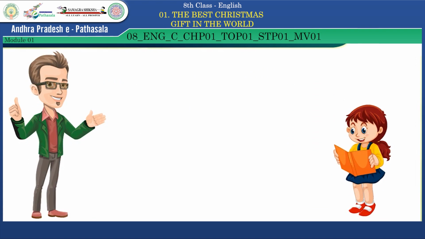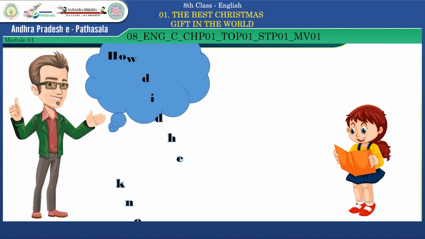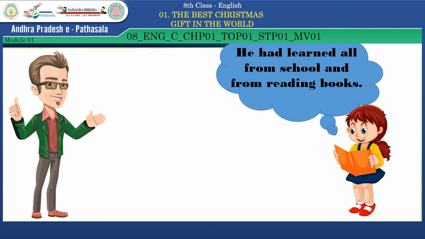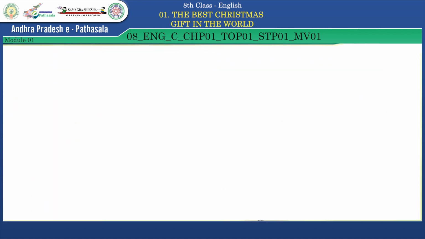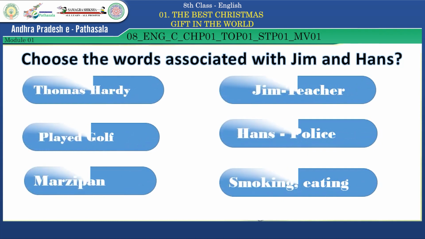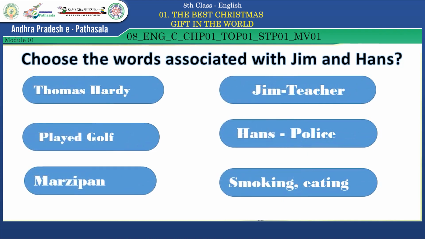Now answer the question. And the question is, how did he know all about Dorset and England? Can you say the answer? Yes. He had learned all from school and from reading books. The second question is, choose the words associated with Jim and Hans. Thomas Hardy, Jim is a teacher, played golf, Hans is a policeman, marzipan, smoking and eating.